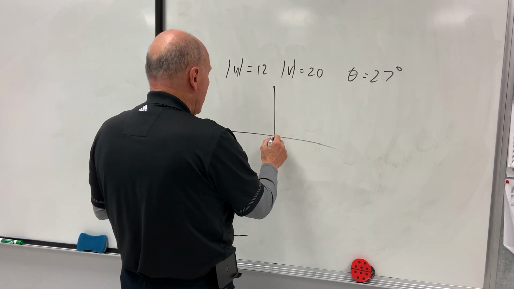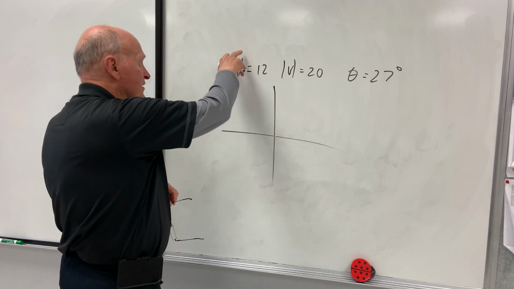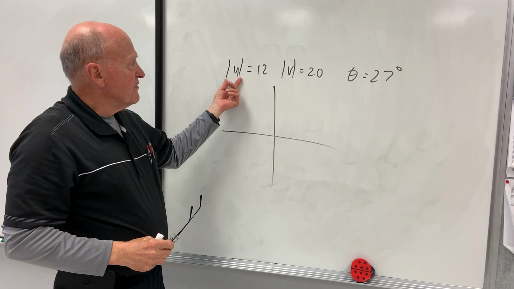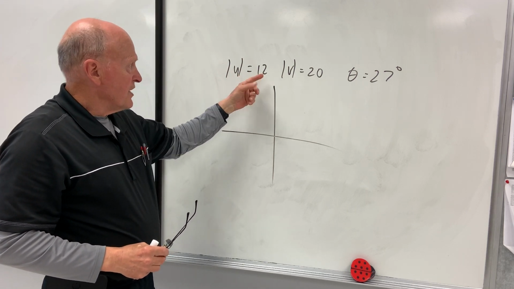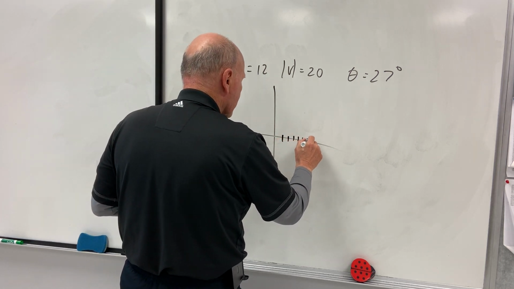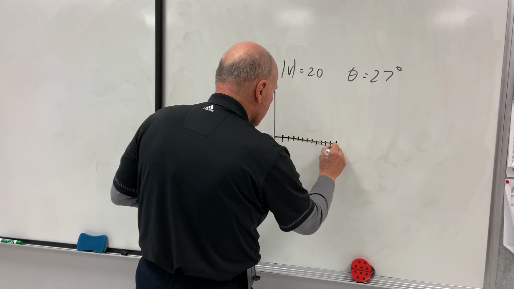So, for example, when I put the absolute value sign looking thing on there, that means this is the magnitude of u. The magnitude, the length of u is 12. So I would come out here 1, 2, 3, 4, 5, 6, 7, 8, 9, 10, 11, 12. And I'm going to draw that vector right there.